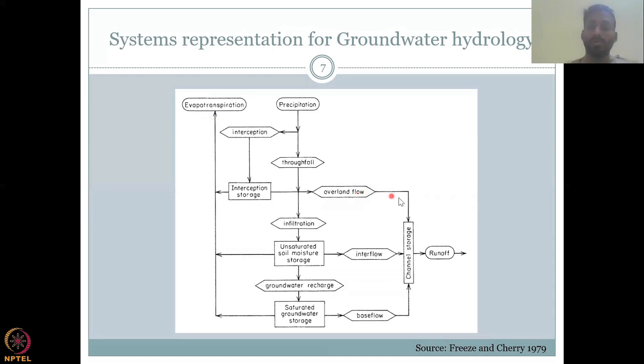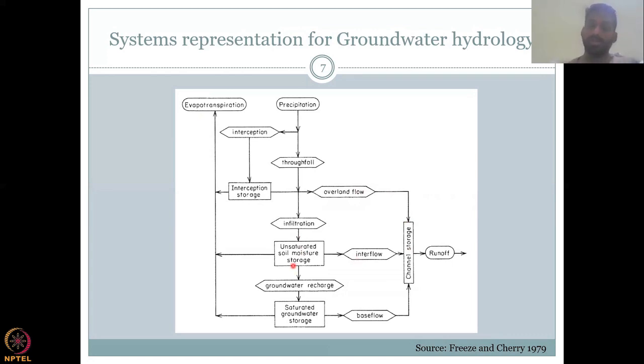Then you have the overland flow that goes into the channel storage, which is your river channel, stream channel, canals, etc. And part of your unsaturated zone groundwater can go as interflow. Interflow means between the overland and the bottom aquifer, some water can go as interflow, the subsurface flow.